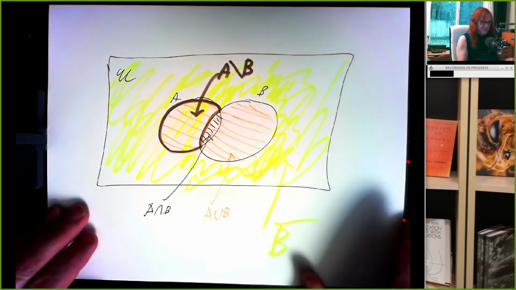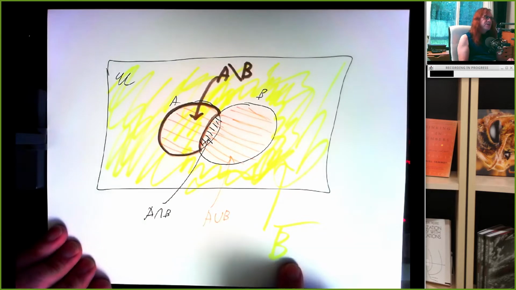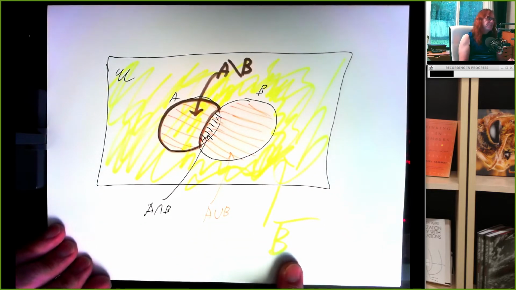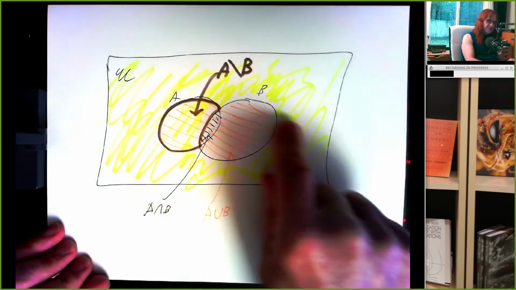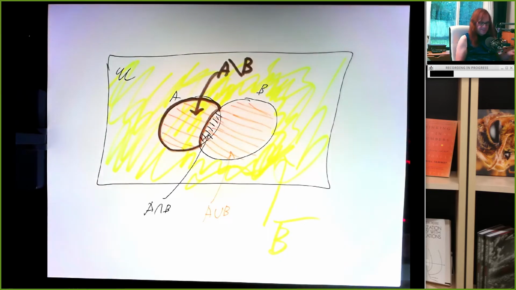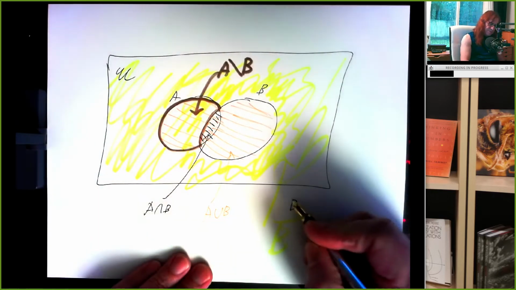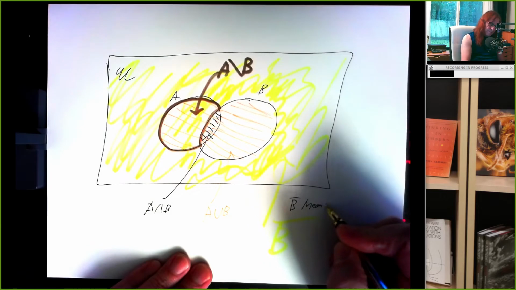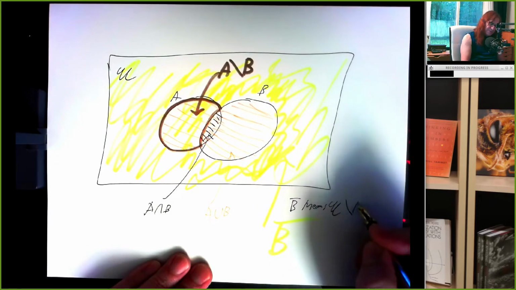What is the yellow B? That's B bar, so that's the complement of B. And that's basically everything in the universe that's not in B. So B bar means the whole universe, take away B.